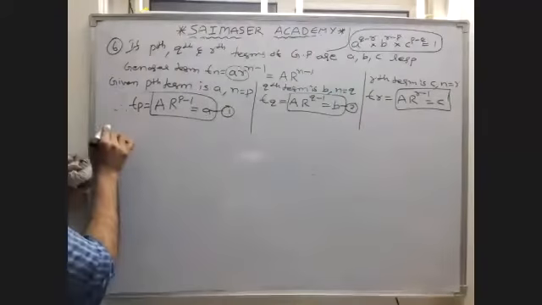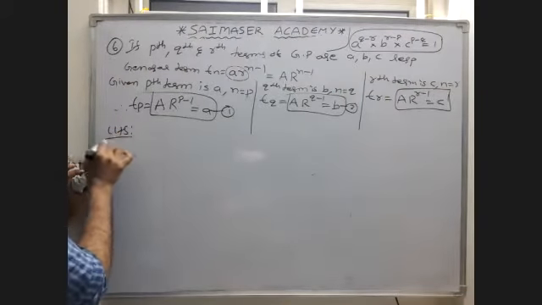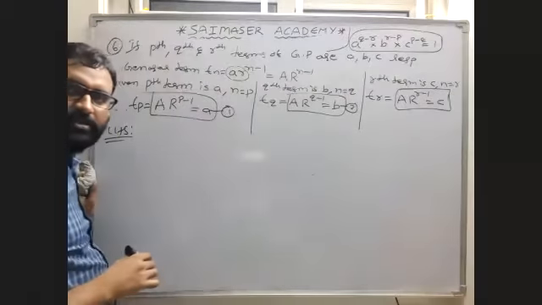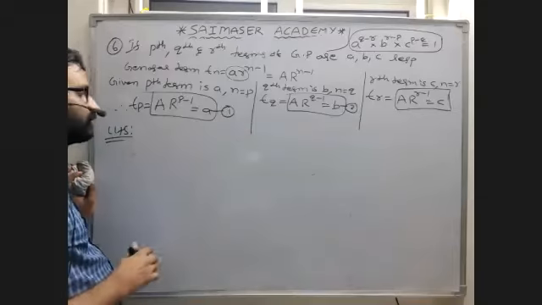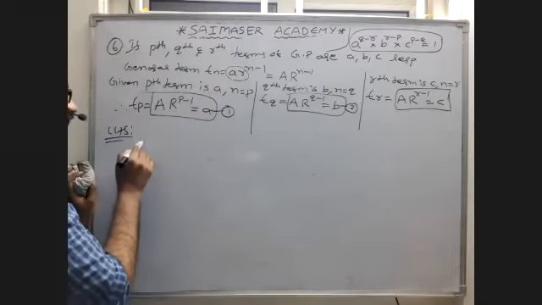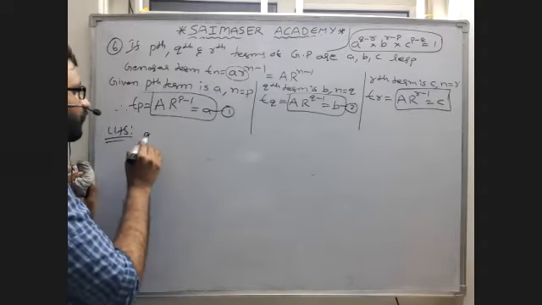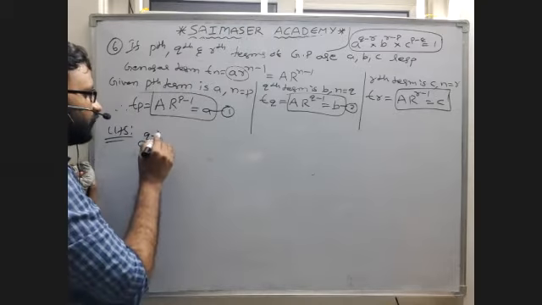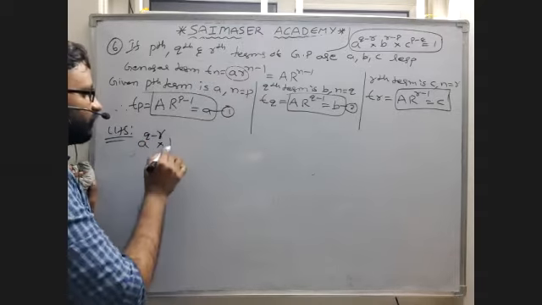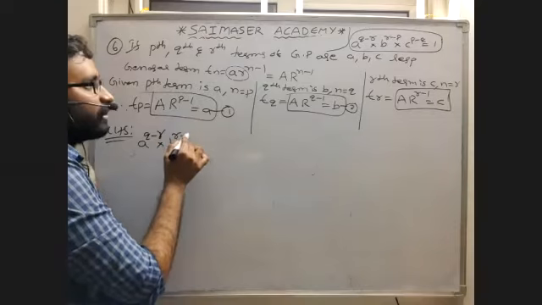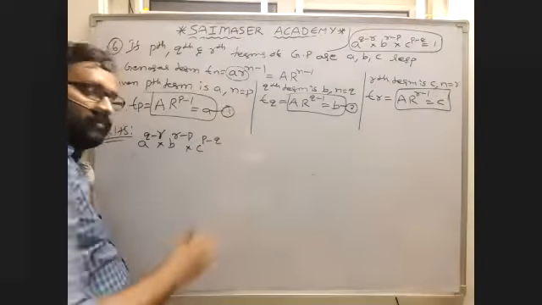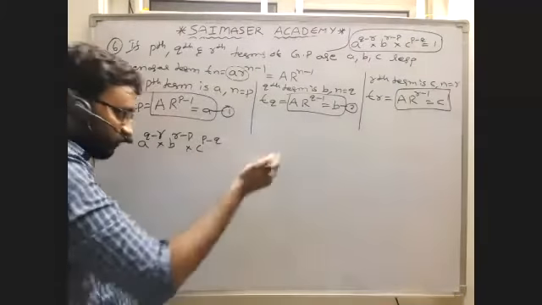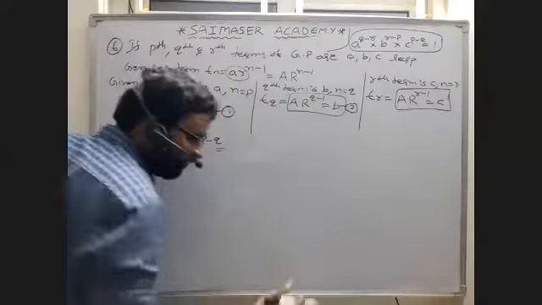Now I am taking the LHS. Listen carefully. From here onwards it is different. You have to listen. What is the LHS? a power (q minus r) into b power (r minus p) into c power (p minus q). This is the LHS. We have to prove by solving that it is equal to 1.